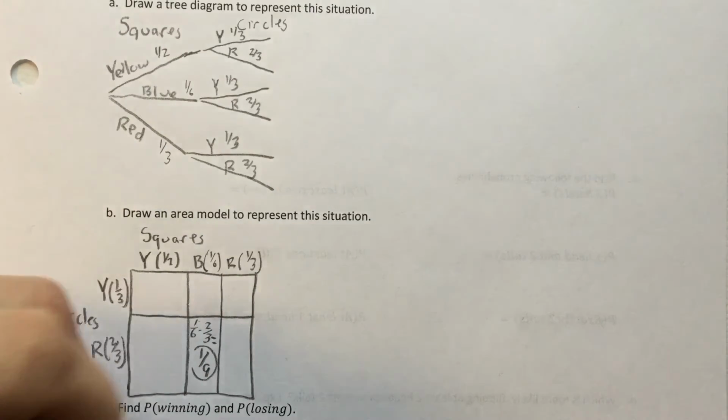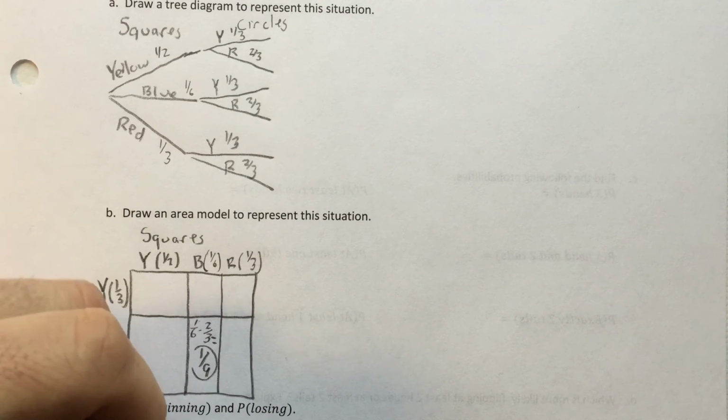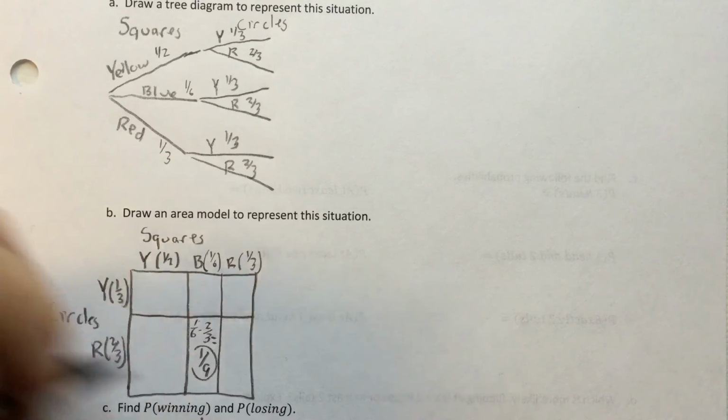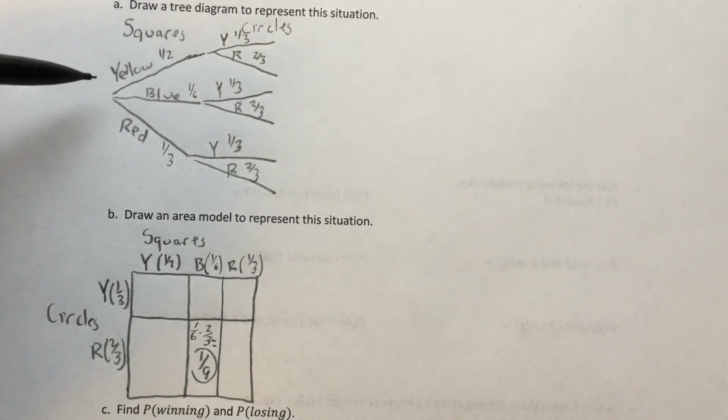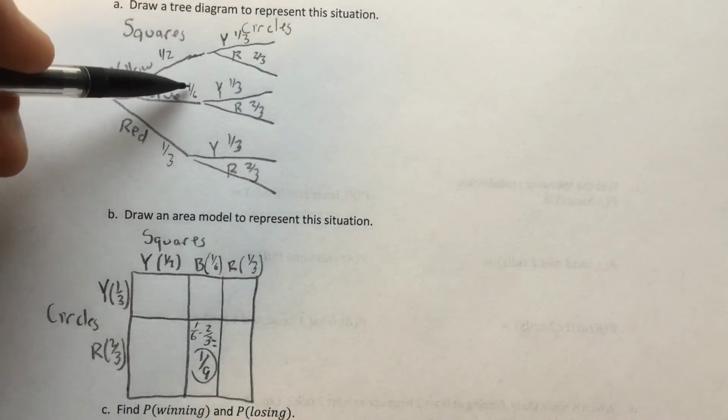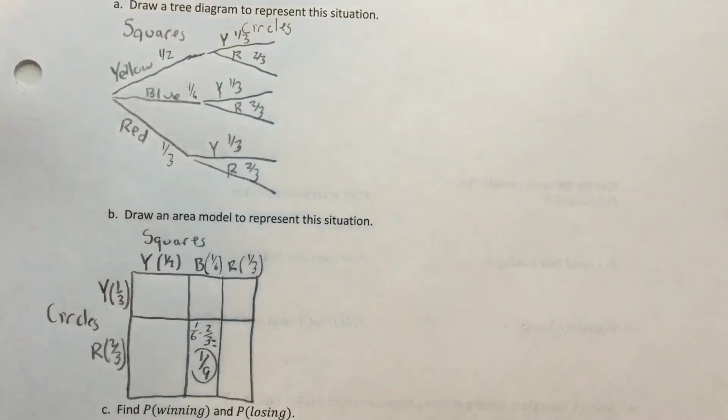So the probability of winning is 1/9. We could also come up here, and we could have done a blue square with a red circle, and then I'd be doing it in 1/6 times 2/3 or 1/9.